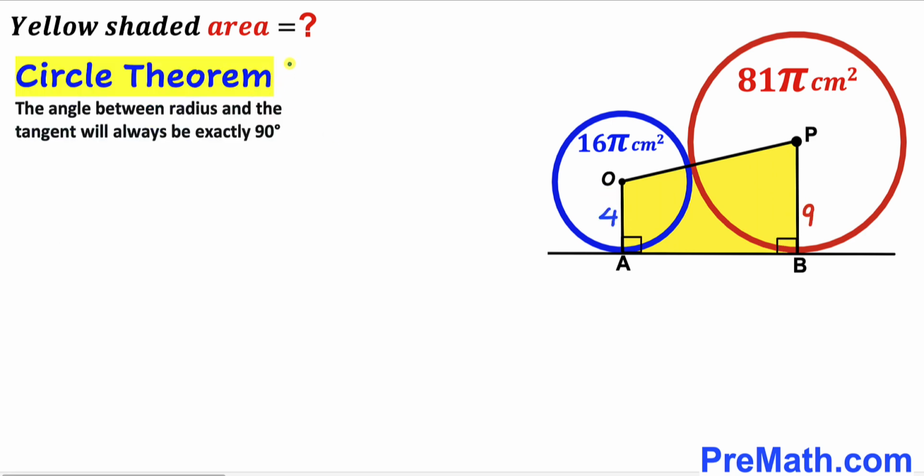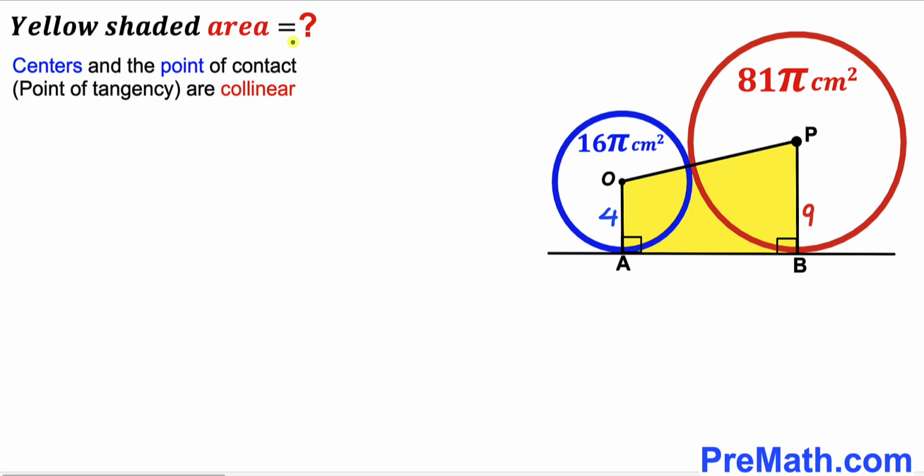And now let's recall the circle theorem. According to this theorem, the angle between the radius and the tangent line will always be 90 degrees. So all of these angles are going to be 90 degrees each, since both of these are our radii and this is our tangent line. Now let's recall this crucial fact: the centers and the point of tangency are collinear. So these centers O, P and this point of tangency lie on the very same line.